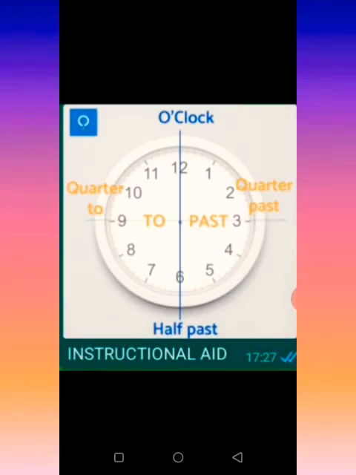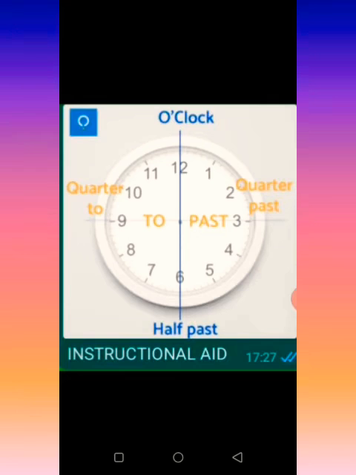Like I told you, looking at this screen now, there are 12 hours on the clock face, even though there are 24 hours in a day. Now, for telling the hour, we use the short hand. For telling time in minutes, we use the long hand.